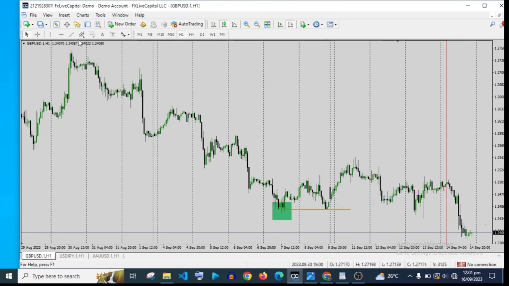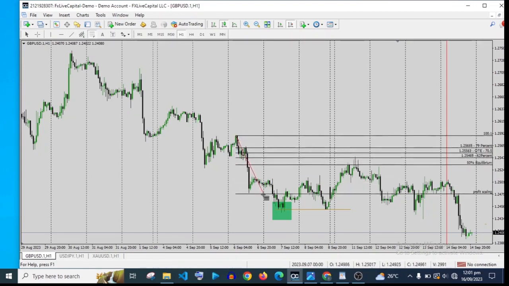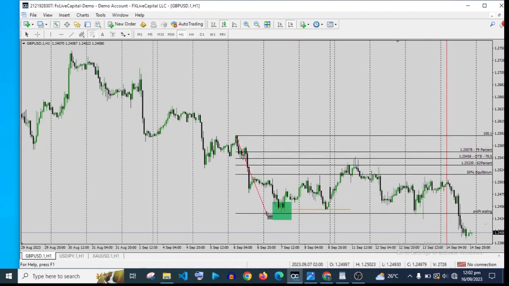We can use our Fibonacci tool. We draw it from the highest high, the highest point we have in price, and then down to the lowest point here, where the market began to misbehave. Anything above here is the premium, and anything below is the discount.